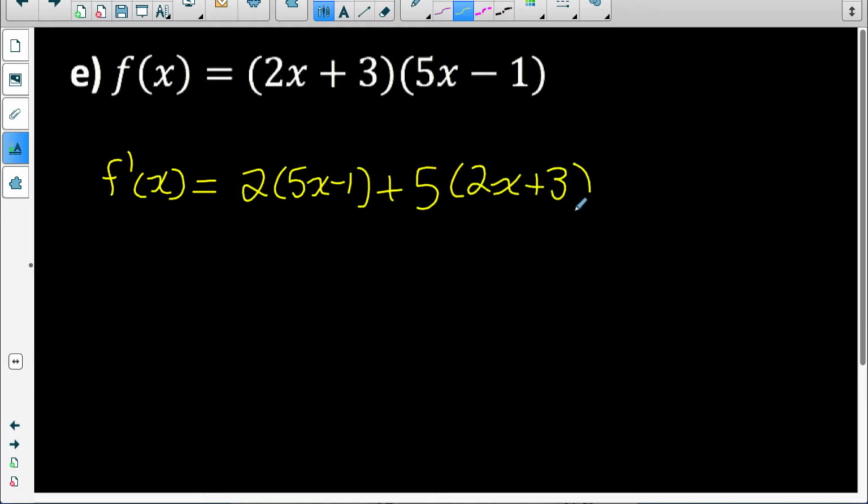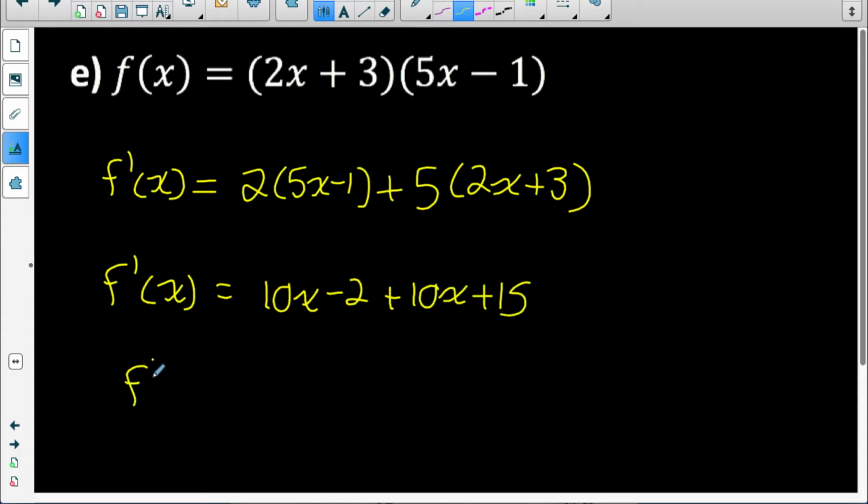plus we do the derivative of the second function, which is 5, times the first function. And then it's just a matter of simplifying it, right? So product rule, derivative of first times second, plus derivative of second times first. That's what I have here. We'll just expand and collect. So distribute the 2, distribute the 5. I get 10x minus 2, plus 10x, plus 15. F prime of x equals, collect my like terms, 20x, plus 13.